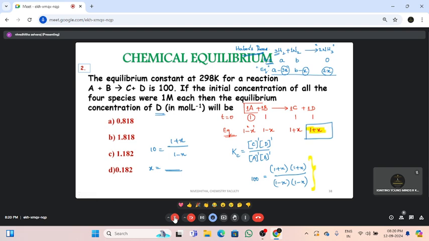Definitely, it is going to be greater than 1. So obviously, options A and D are ruled out. So among B and C, we have to find the value. So please simplify and tell me the value of X. You just have to cross multiply it, simplify, and tell the value of X.